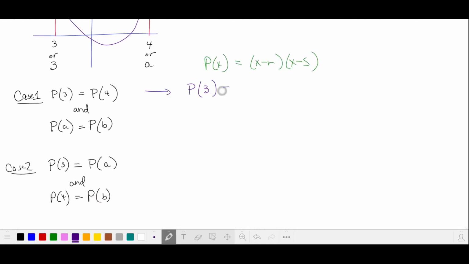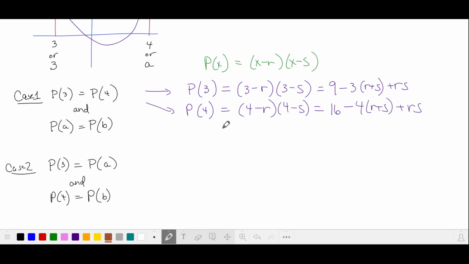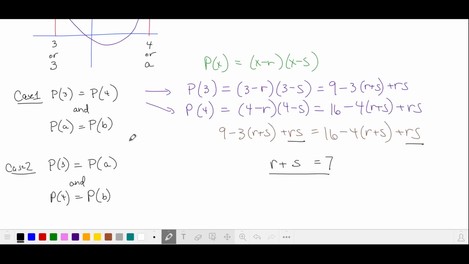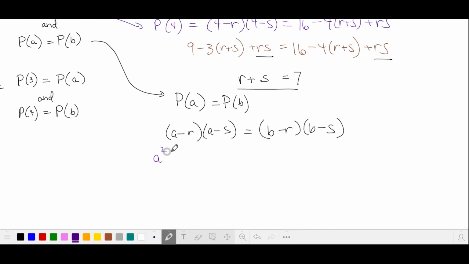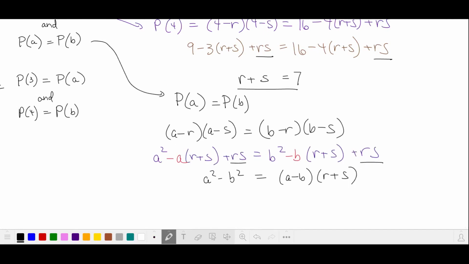We'll find p of 3 in terms of r and s by plugging in for x, and expand and combine like terms. Here's our expression for p of 4. These two expressions are equal to each other, so we'll combine like terms and simplify. And r plus s is equal to 7, and we also need to have p of a equal to p of b, so we'll plug in for a and b. And we'll expand and simplify. Combine like terms and factor on the right hand side.